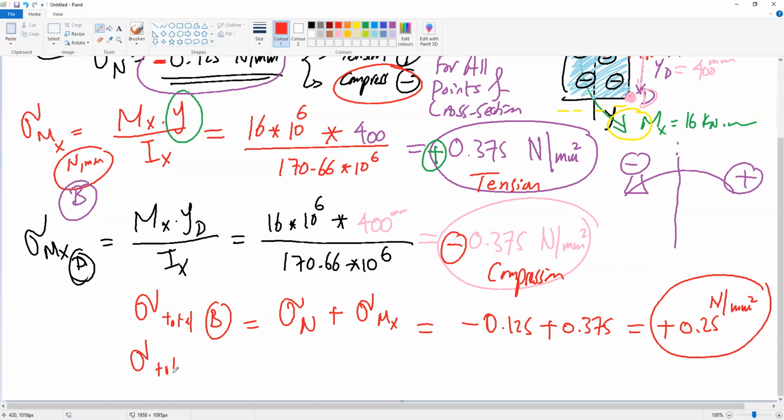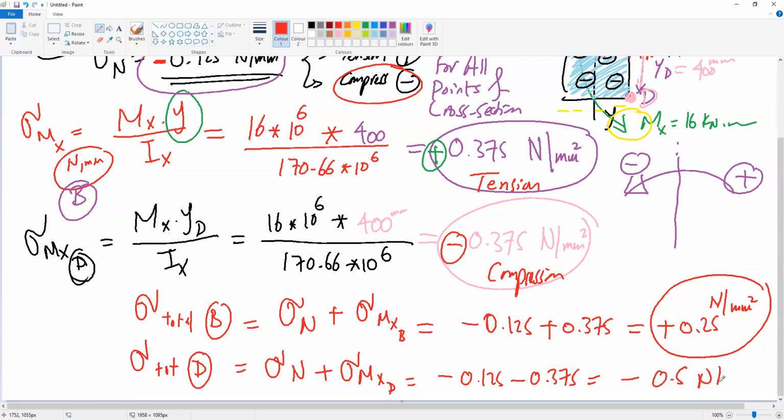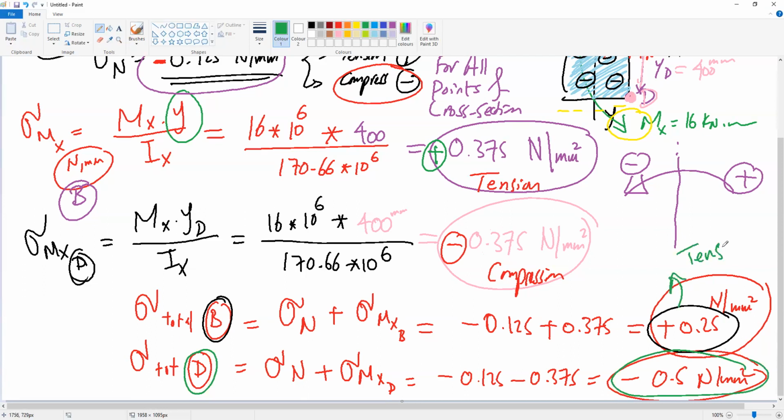Sigma total at D will be sigma n again plus sigma mx at D. So it will be negative 0.125, negative 0.375. This will give us negative 0.5 Newton per millimeter square. So the stress at B is equal to positive 0.25, the stress at D is equal to negative 0.5. Positive means tension, negative here means compression.